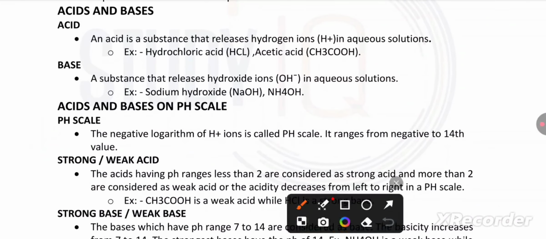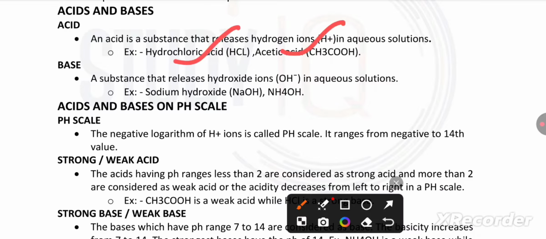First, acid. An acid is a substance that releases hydrogen ions, H+, in aqueous solution. That means a substance that is very eager to release its hydrogen ion is called an acid. Some examples you have already heard about: hydrochloric acid, HCl, and acetic acid, CH3COOH.